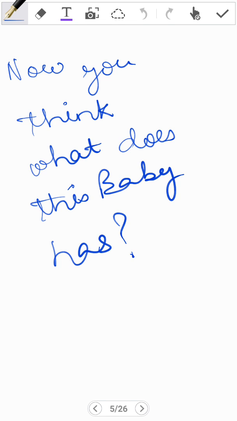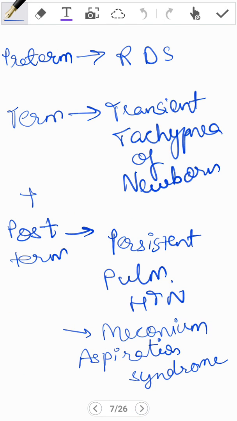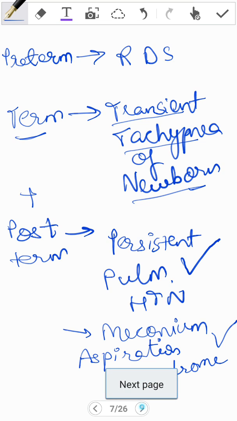Now you start going through the differential diagnosis of respiratory distress. First of all, I would like to think: is this baby term, preterm, or post-term? Did the mother have any risk factors associated with respiratory distress, like maternal diabetes mellitus, or was she having preeclampsia? All these factors come into account when you're thinking about a diagnosis. So let's start. If the baby is preterm, you should think of respiratory distress syndrome. If the baby is at term, you should think of transient tachypnea of the newborn. And if it is term plus post-term, you think of persistent pulmonary hypertension and meconium aspiration syndrome. Don't worry, I'm going to explain all of this in good detail.